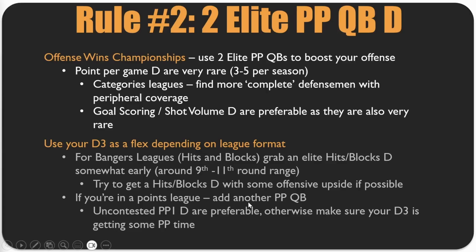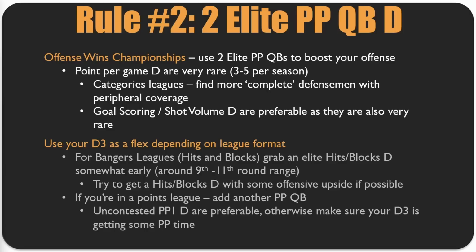Now, if you're in a points league, your D3 should be used for a guy who's another power play quarterback, whether that's a solo guy on a relatively bad team, maybe like a Seth Jones or Brock Faber, something like that. Not that they're a bad team, but a guy who's in that ADP range, in that 9th to 11th round range, you can potentially find a solo power play quarterback who's not being challenged by anybody else on his team. But at the very least, you want to make sure you're getting a timeshare power play quarterback. Maybe a Shea Theodore, Alex Petrangelo, Noah Hannafin. One of those 3 guys could potentially be the power play quarterback. And we went over a lot of that in the defensive strategy video.